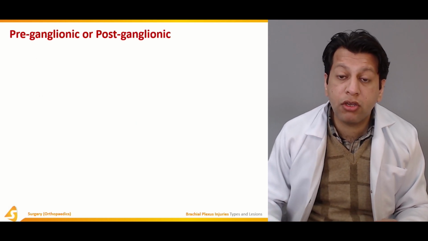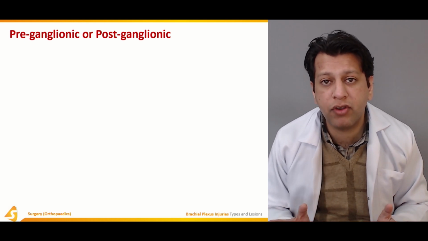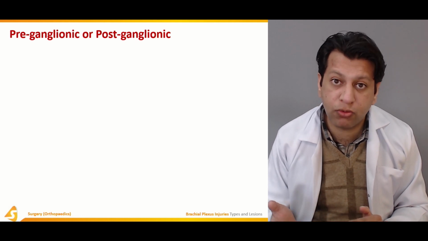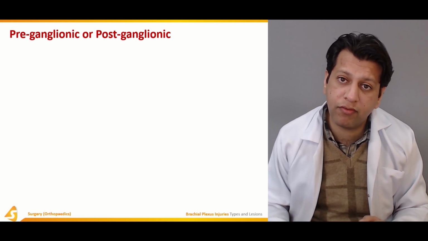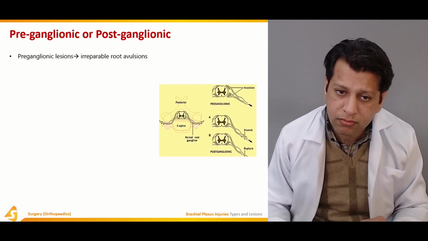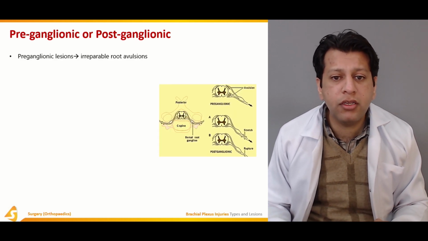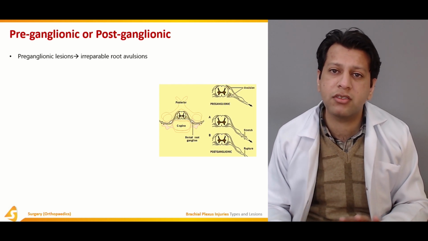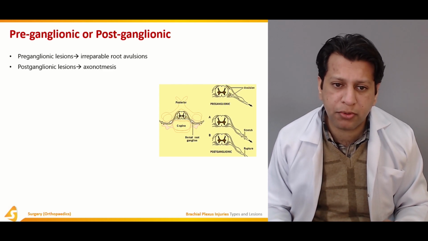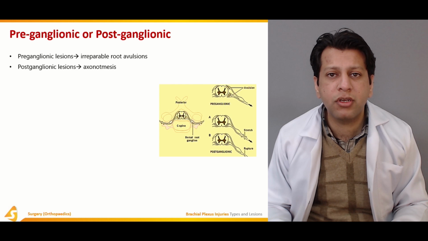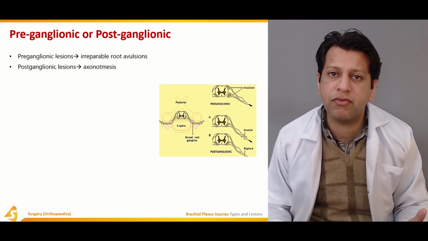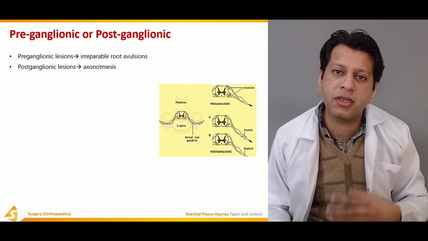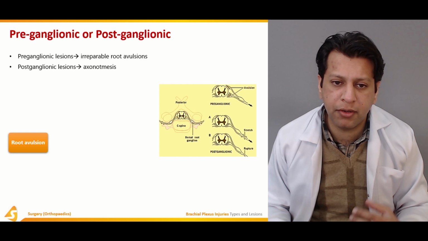Now coming to the preganglionic and postganglionic lesions, we need to define, if it was an upper root avulsion, at what level the root avulsion is, whether it is at the C5 to C7 level or the C8 to T1 level. Preganglionic lesions, that is, avulsion before the dorsal root ganglion, are irreparable and carry a very poor prognosis. Postganglionic lesions are usually lacerations, which could be a complete laceration in the form of axonotmesis, but they still have a better prognosis because they can at least be repaired.